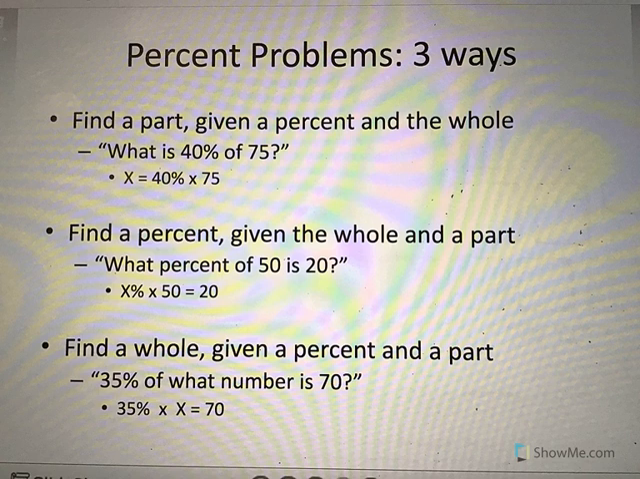Find a part, given a percent and the whole. What is 40% of 75? I'm going to show you how to set that up. Find a percent given the whole and a part. What percent of 50 is 20? And see the math set up algebraically below. If it doesn't make sense, don't worry, we're going to make sure you understand it by the end of this video. And lastly, find a whole given a percent and a part.